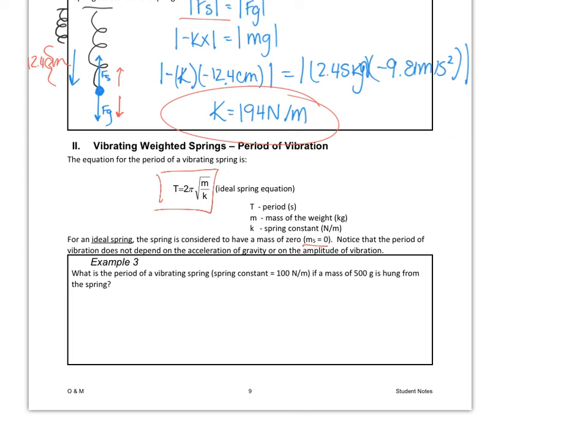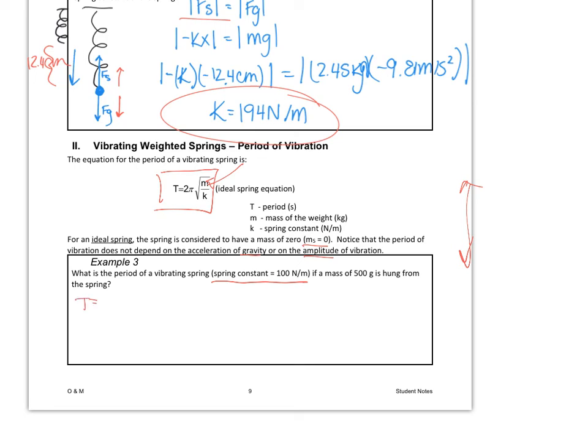Okay, so then the period of vibration doesn't require gravity or an amplitude of vibration. What they're saying with this mass of 0 is that the spring's mass is not included in the mass of what's on the spring. And again, G is not involved and neither is the amplitude or how far it stretches in either direction. So what is the period of a vibrating spring with a spring constant of 100 newtons per meter if a mass of 500 grams is hung from the spring?